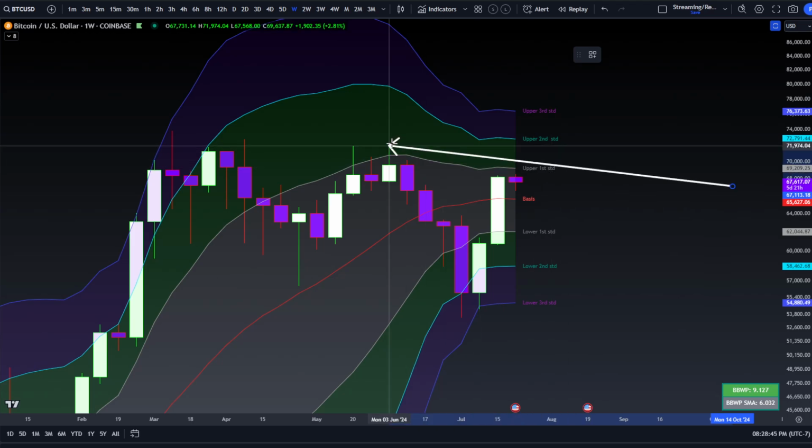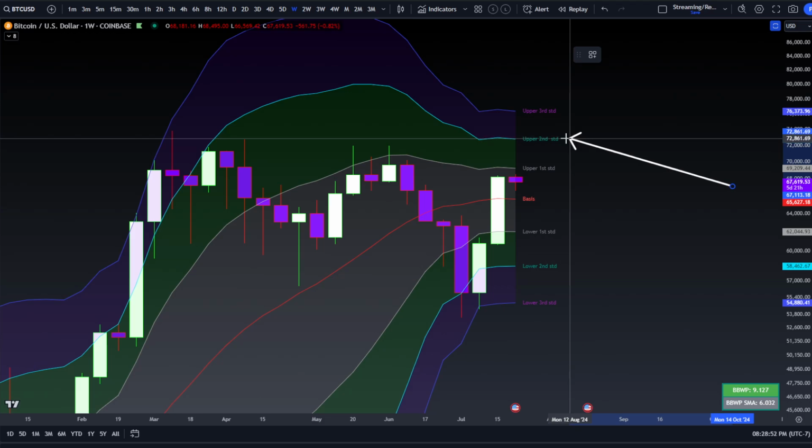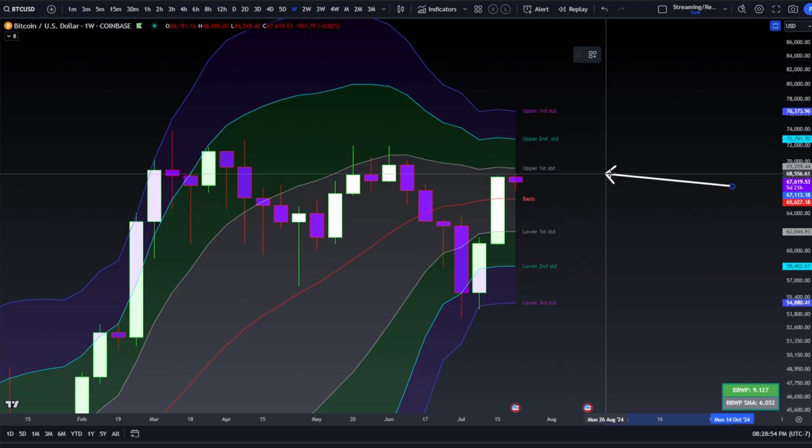Above $72,000, note that if we see Bitcoin breaking out on the daily to 70 to 72 resistance, there is just above there more resistance around $73,000.